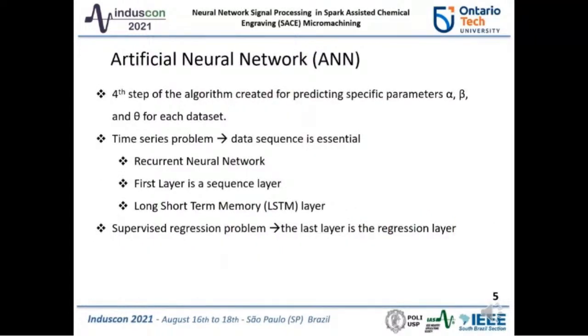As mentioned before, the fourth step of the algorithm is an ANN which is predicting the alpha, beta, and theta, which are specific for each data set. The problem is time series, so the network is a recurrent neural network. And sequence layer, LSTM layer, and regression layer are used in this network.